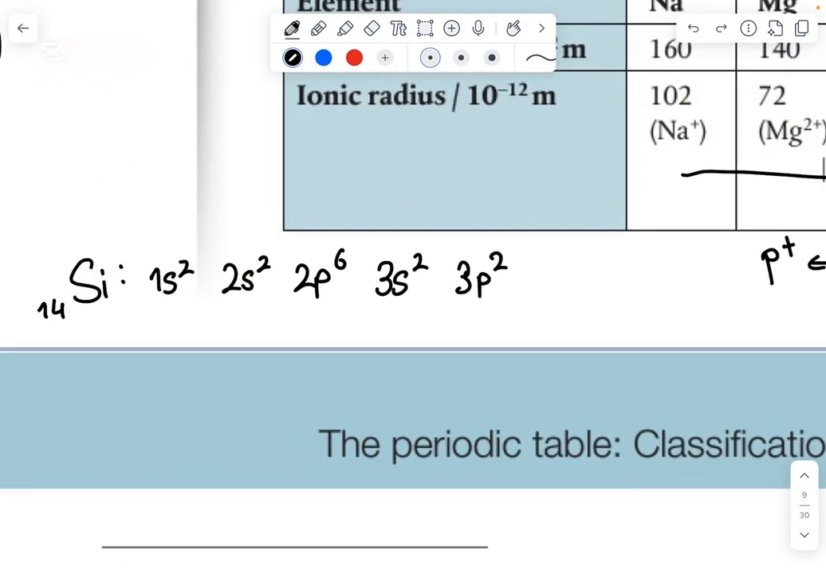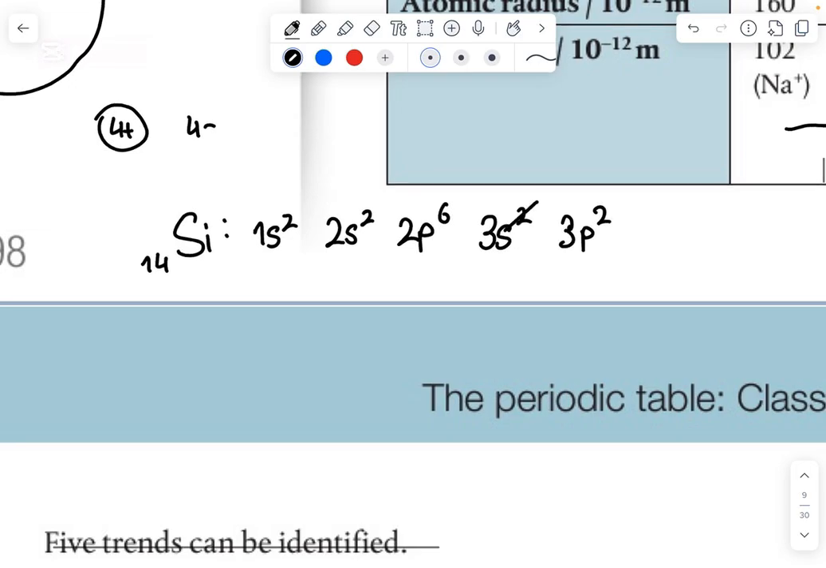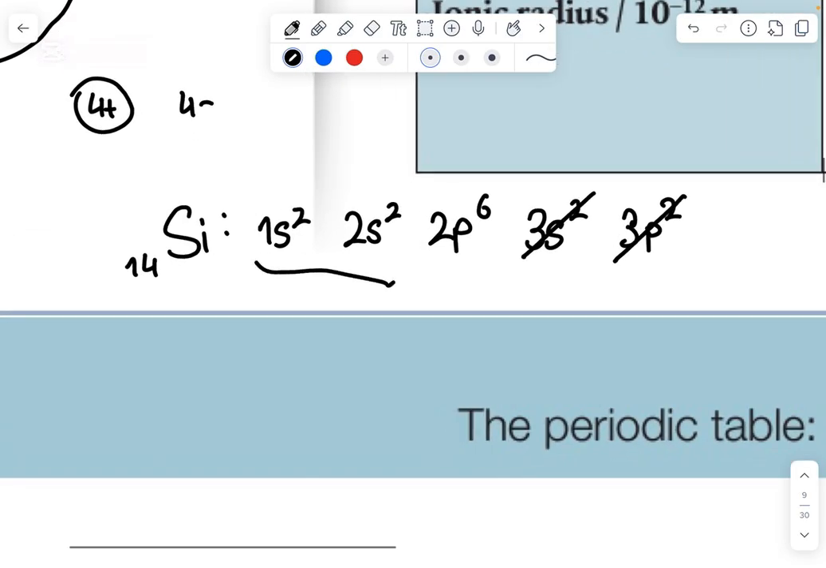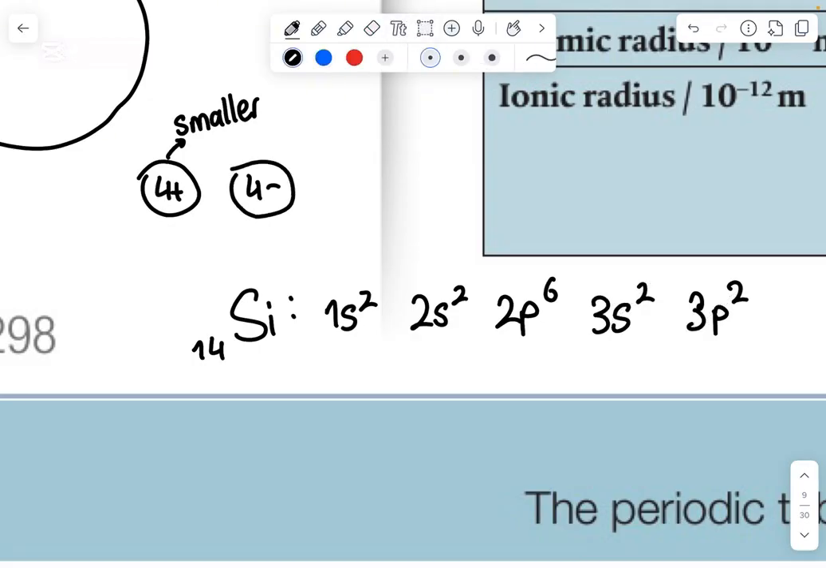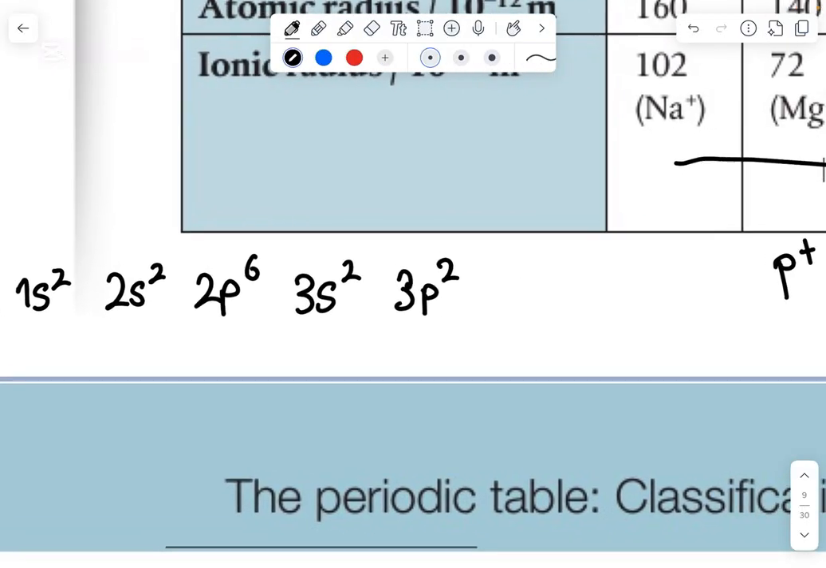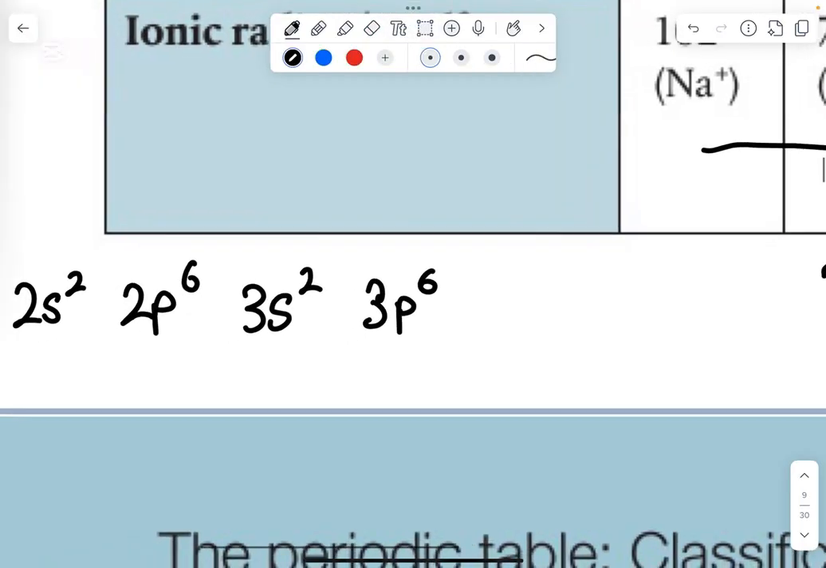So over here, I have the electron configuration of silicon. If we have 2 ions for silicon, let's talk about the positive ion first. For the positive ion, we're going to have to remove these electrons and look at what we have. We have only 2 occupied principal energy levels, so this one is going to be smaller. Now let's talk about the larger one, the negative ion. So let's add 4 electrons over here. We know that the p orbital can hold up to 6 electrons, so that's going to be 6.